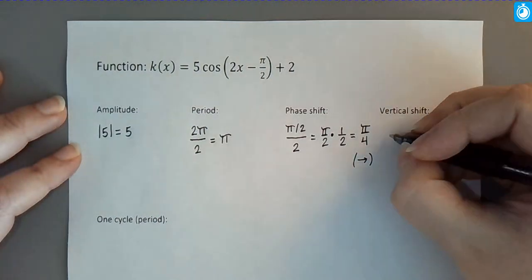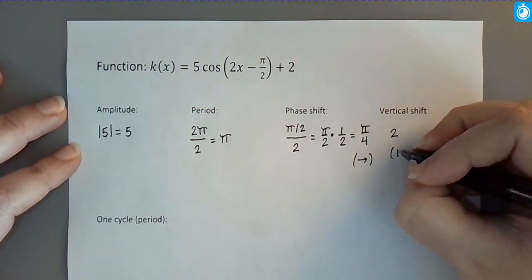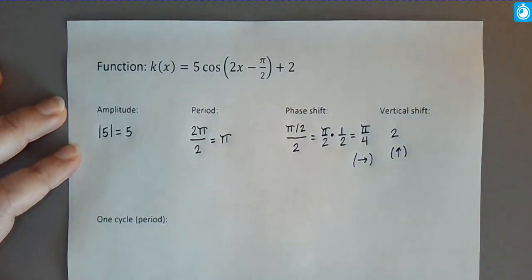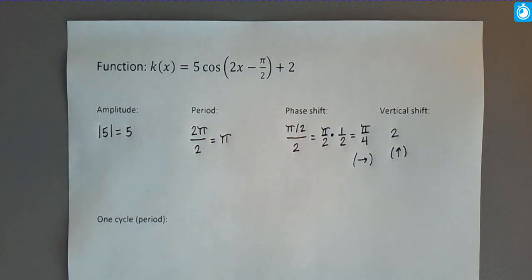So our vertical shift has a value of 2, and again, just to be clear, that's going to be a shift up 2 units. So before we continue on from there, let's go ahead and input these values into the system and make sure these values are correct, and then we can proceed with generating the graph.